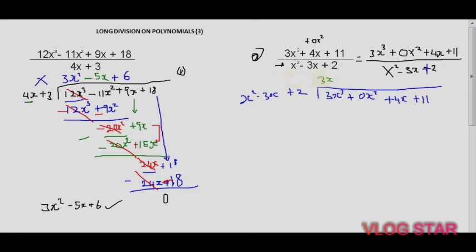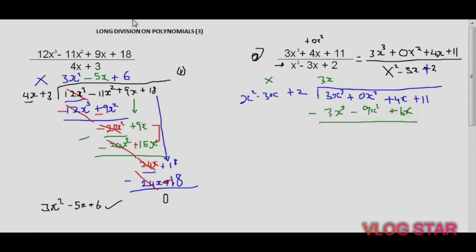After this, you multiply this 3x up here by everything down here. If you multiply 3x by x squared, we still get our 3x cubed. Next, multiply this 3x by minus 3x. 3 times 3 is 9, but make sure it is minus, so minus 9x squared. Then you have your 3x again, multiply by 2. 3 times 2 is 6, that is plus 6x. Rule your line again, you subtract.